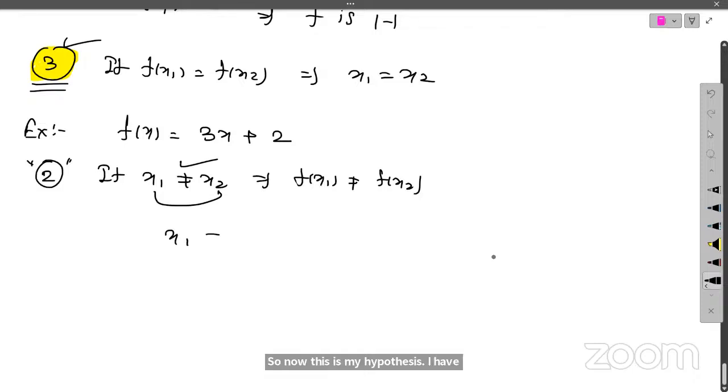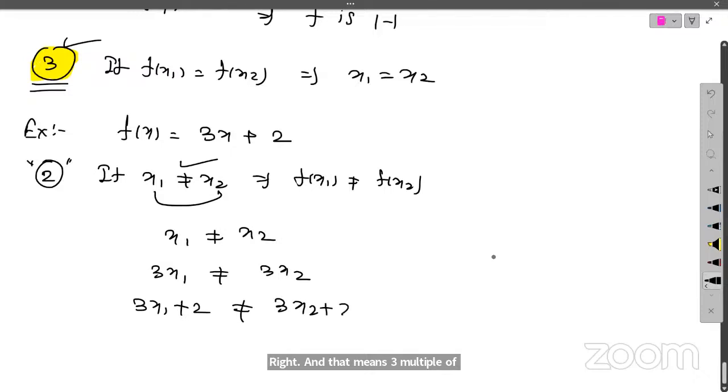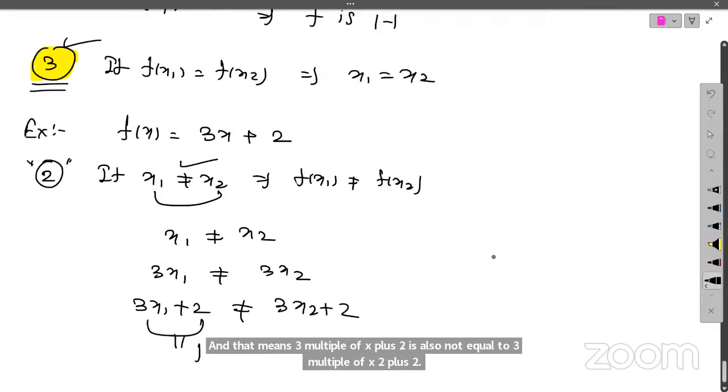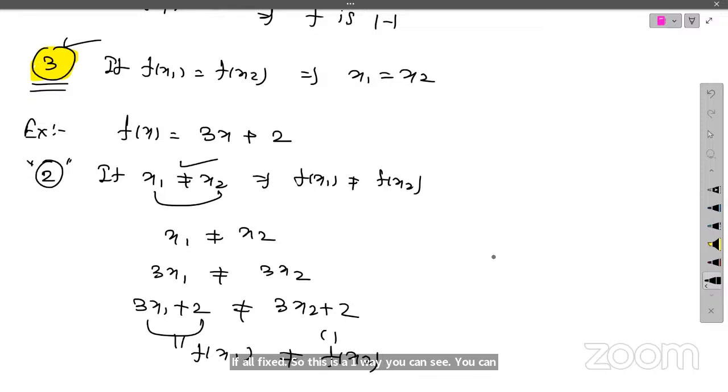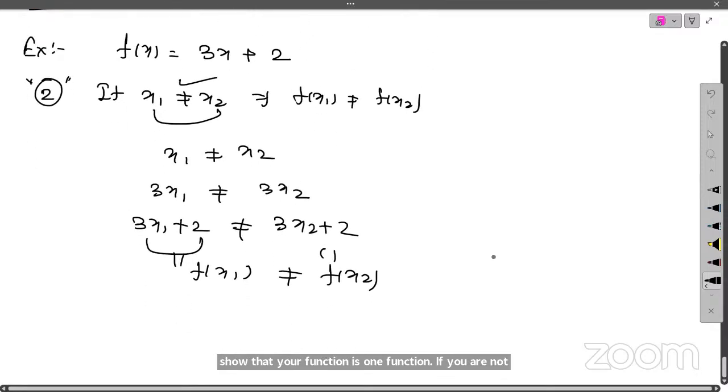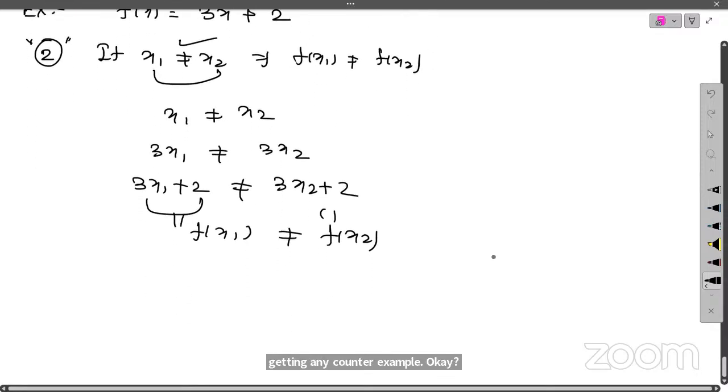So x1 is not equal to x2. Now if x1 is not equal to x2, then 3 times x1 is also not equal to 3 times x2, right? And that means 3 times x1 plus 2 is also not equal to 3 times x2 plus 2. And what is this? This is the value of f of x1. So that means f of x1 is not equal to f of x2. So this is one way you can show that your function is a 1-1 function if you are not getting any counter example. And similarly, the same example I can prove using phrase number 3 also.